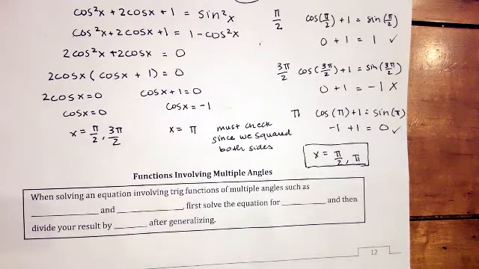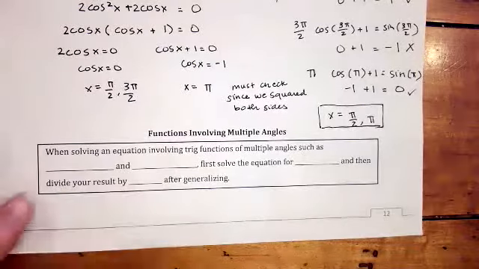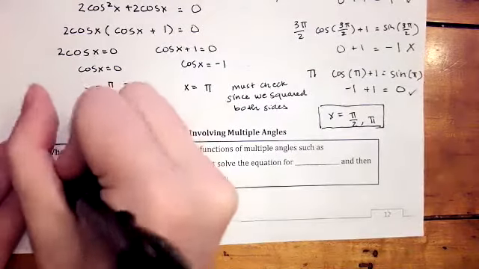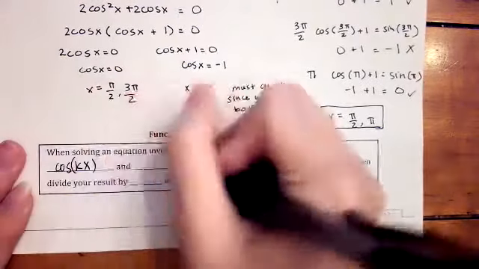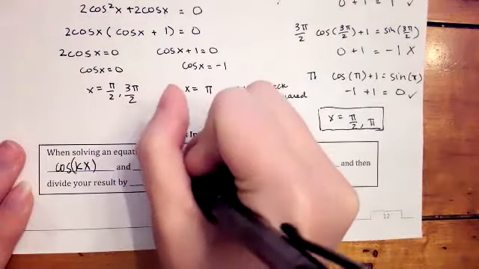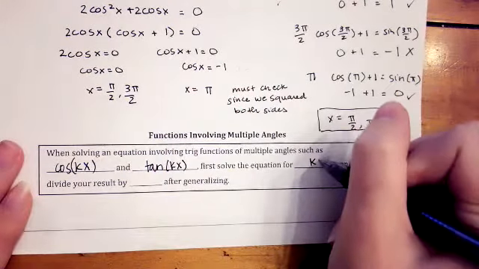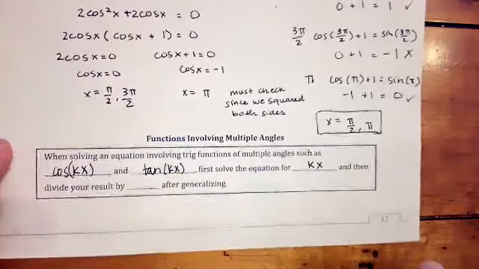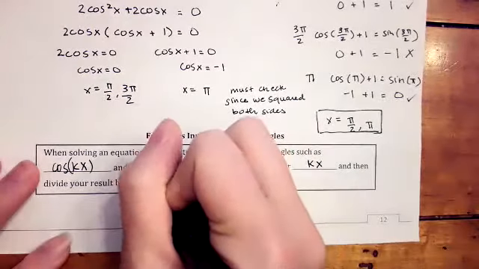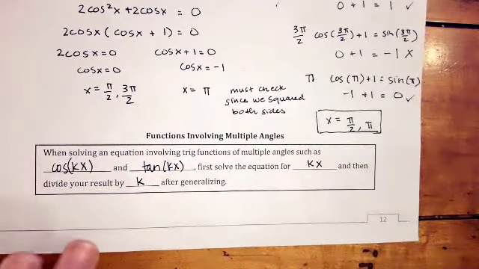Okay. When we're solving equations of trig functions of multiple angles, such as cosine of kx or tangent of kx, we're going to first solve the equation for that kx and then divide our result by k after generalizing.